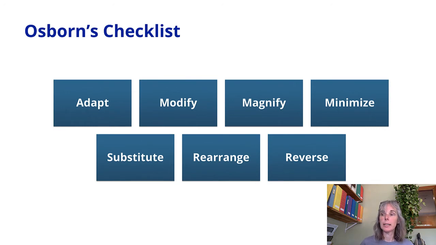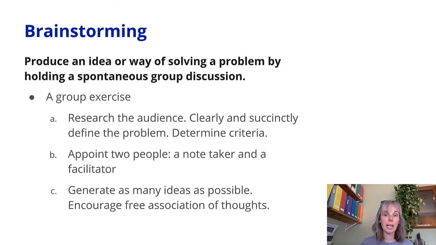Another tool is brainstorming. Now, these days, many people use the word brainstorming just to refer to the act of thinking, but really brainstorming is a group activity. First, you need to research the audience, clearly and succinctly define the problem, determine the criteria, then you appoint 2 people, a note taker and a facilitator. Everyone else is just plain participants. The goal is to generate as many ideas as possible and encourage the free association of thoughts.